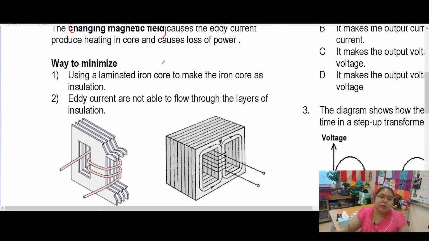They say, first, use laminate. What does laminate mean? Just now I showed you, laminate means layers. Layer by layer of the iron core, to make the iron core insulated. Eddy current is not able to flow through the layers of insulation. I will show you the diagram, to see how the magnetic field passes through.